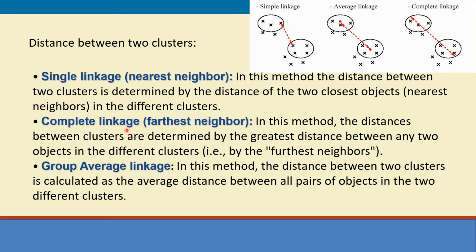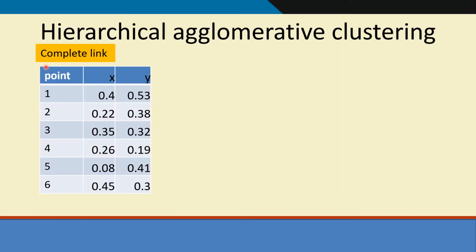In complete linkage, we are looking at the objects which have the greatest distance. And in average linkage, the distance between the two clusters is calculated as the average distance between all the pairs of objects in both the clusters. So let's look at an example of complete linkage.